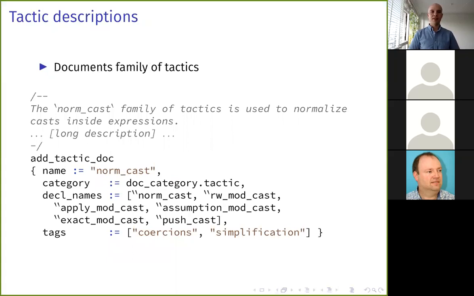And then finally, there are the tactic descriptions, which document a whole family of tactics. Most often for tactics, there are several variants of the tactic, for example, whether they work on the goal or whether they work on an assumption. A tactic description documents the whole family at once. And for each of these tactic descriptions, you get one entry in the documentation website. There's also a list of all of these tactics on the documentation website.